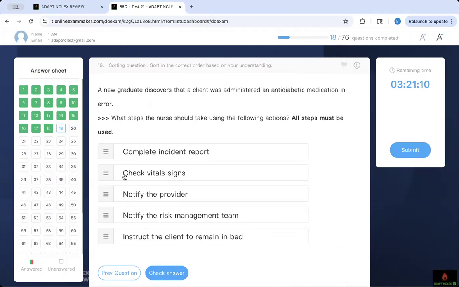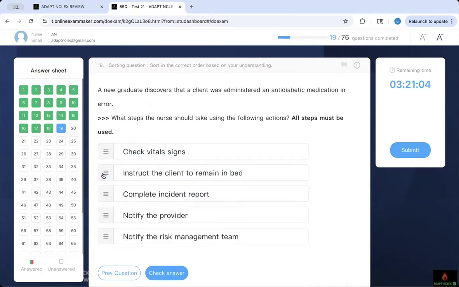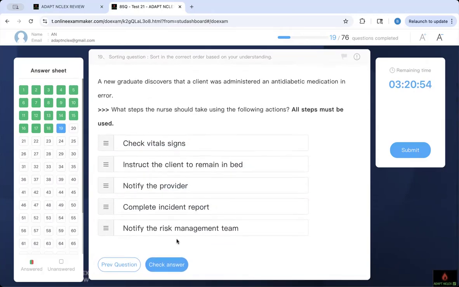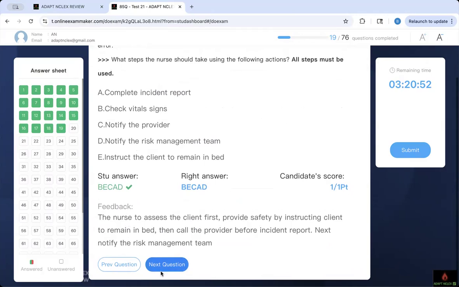First, see if the patient is in trouble, vital signs. Tell them not to get up because they may be hypoglycemic. And then let the doctor know. Complete your incident report and let the risk management know. This is the way you should do if there's an error.